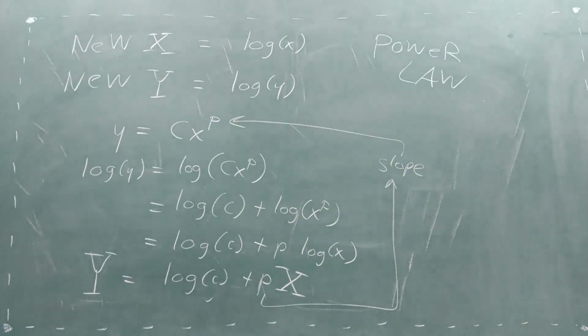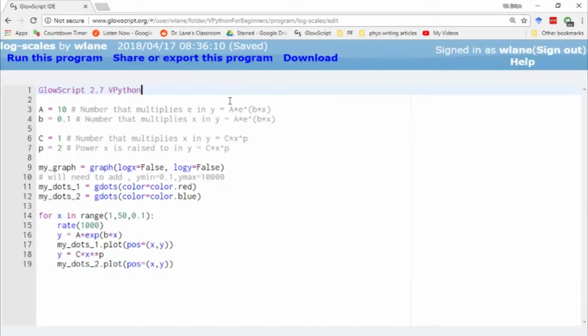Now we'll look at how we can implement this practice in VPython. We'll start by defining all of the constant factors in our function. So here we've got the two constants that appear in the exponential relationship: a, the number that multiplies e out front here, and b, the number that multiplies x up in the exponent. These are the 2 degrees of freedom you have in an exponential function.